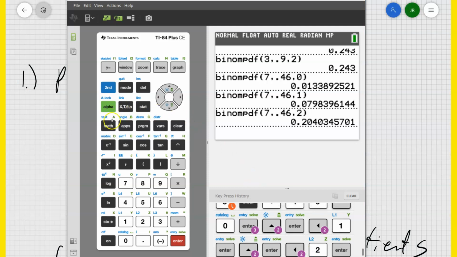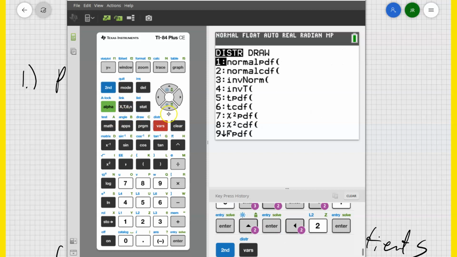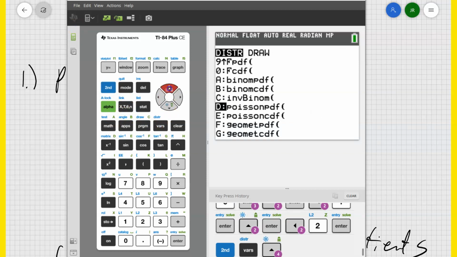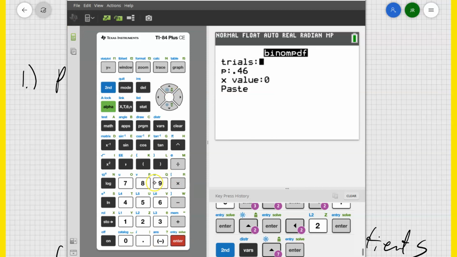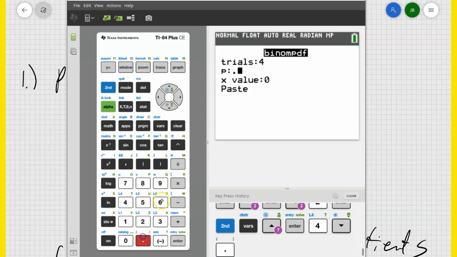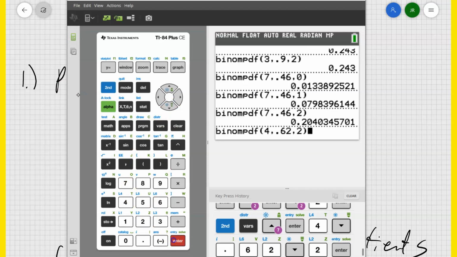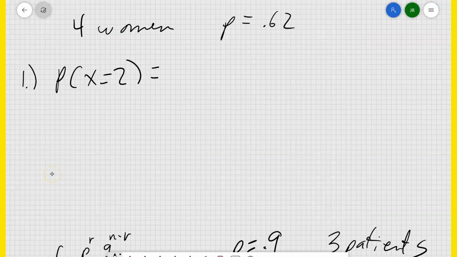So we're going to go second distributions. We're going to go to Binomial Pdf. And we're going to say the number of trials is 4. P is 0.62. And the X value is 2. And it gives me 0.333, or about 33%.